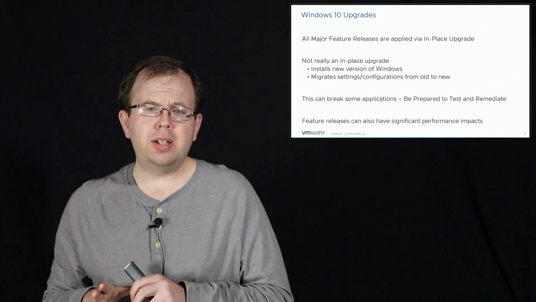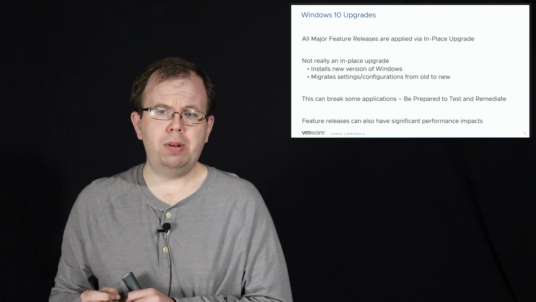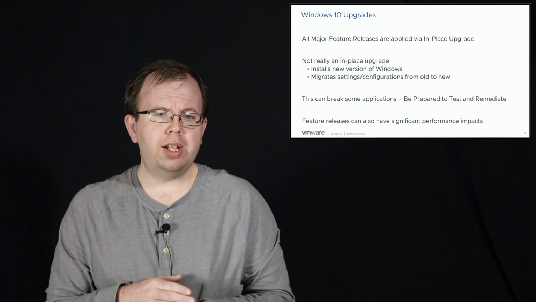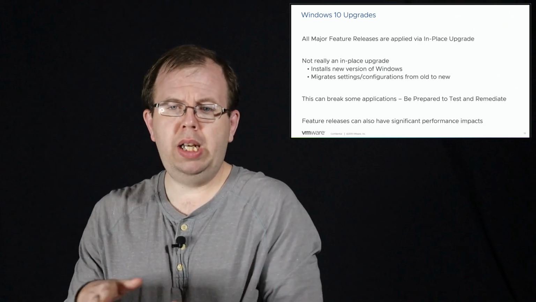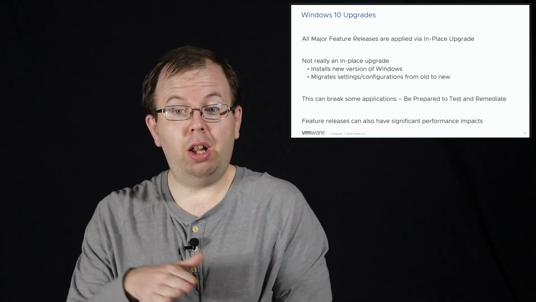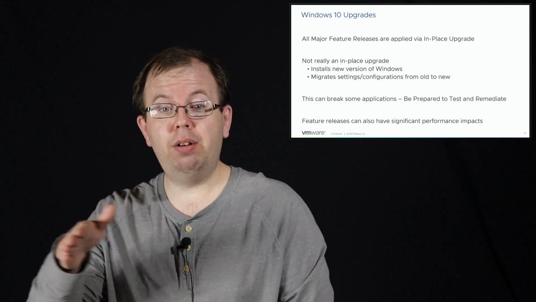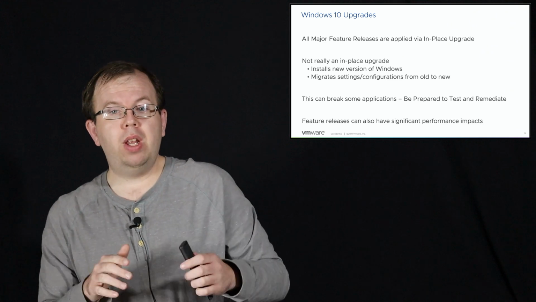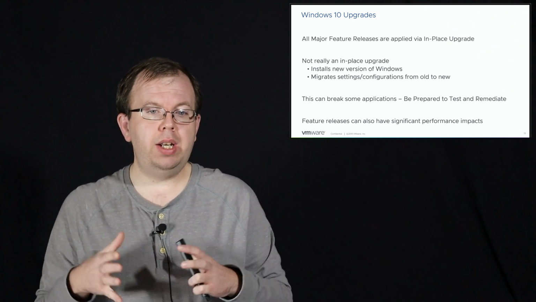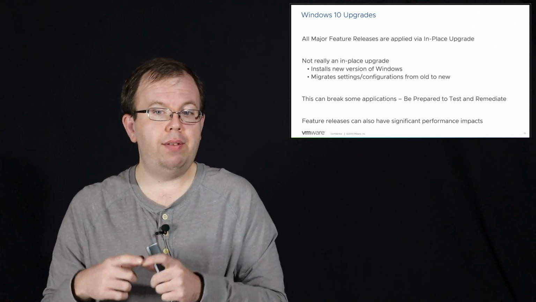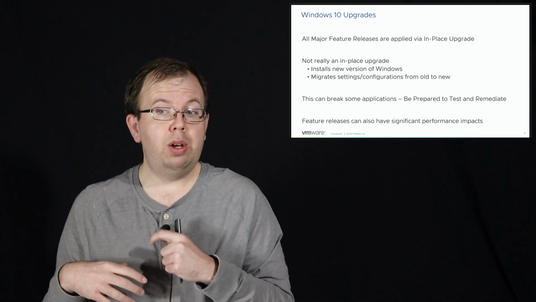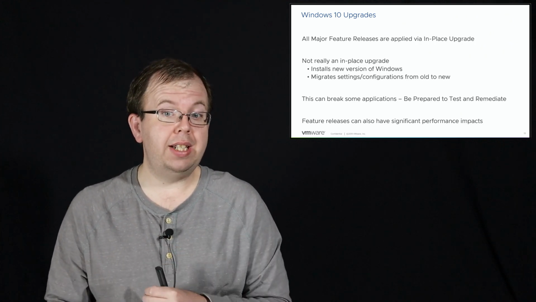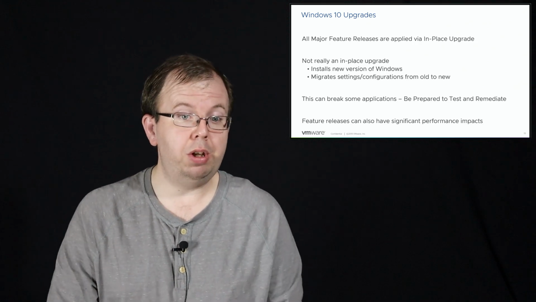But these aren't necessarily an actual true in-place upgrade, right? What I'm essentially doing is I'm renaming my old Windows folder, I'm installing a new version of Windows, and then I'm migrating settings and configurations from the old to the new. So if you look after doing an in-place upgrade, you'll see that, for instance, you have a folder there, windows.old. In Windows 10, this typically sticks around for 30 days after the upgrade to enable you to roll back. And then I'll have a new Windows folder there as well.